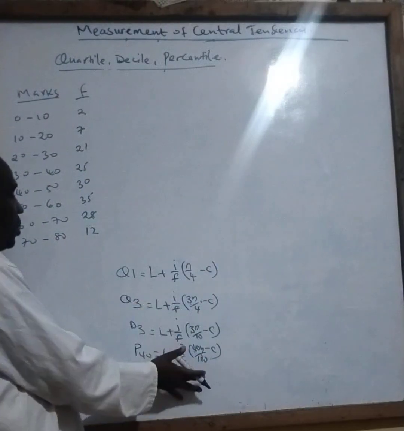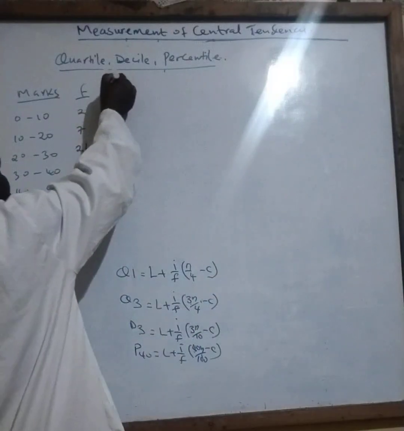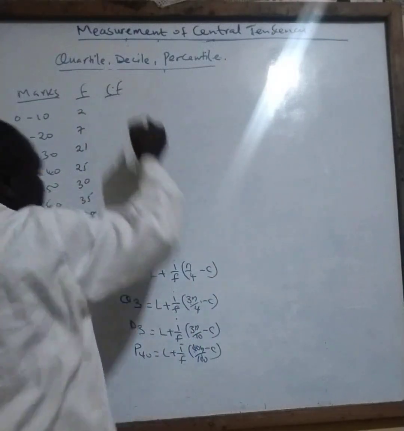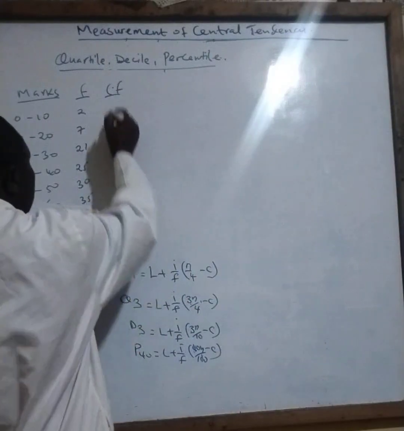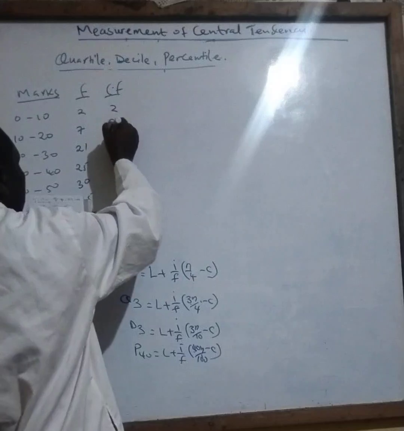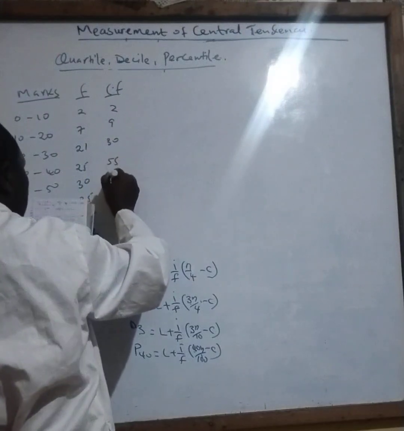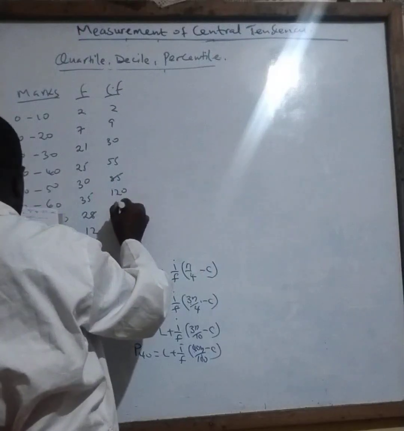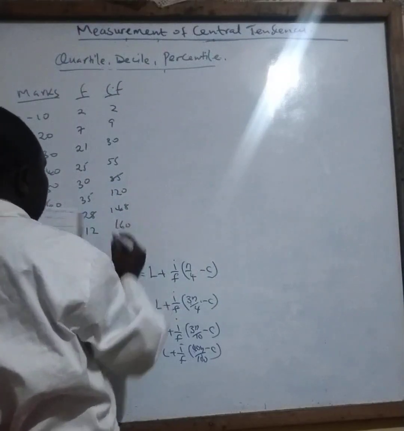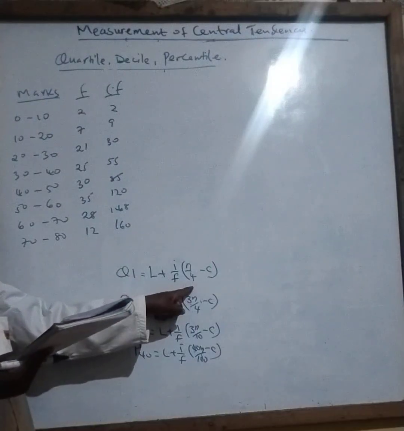Once you have this information, what is this? Cumulative frequency, which means develop the cumulative frequency here immediately, so that now it fits into your equation. So when you develop the cumulative frequency, there is 9, 29, 30, 55, 85, 120, 148, and 160. So I have my cumulative frequency. You fit in immediately here.